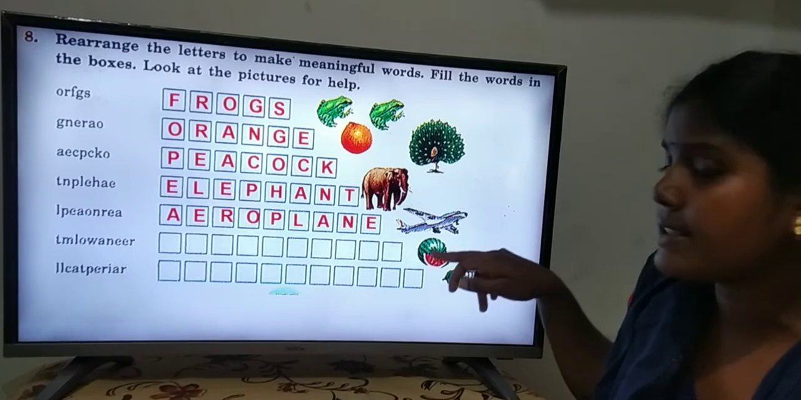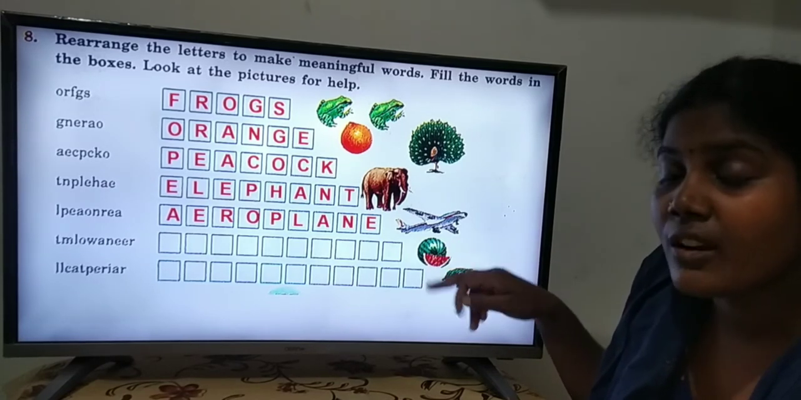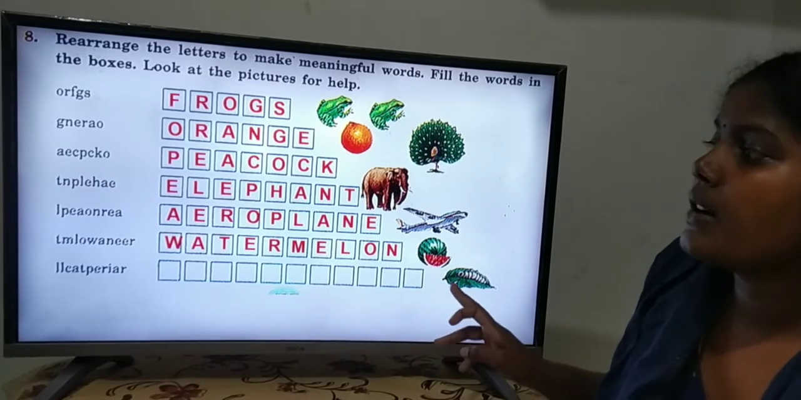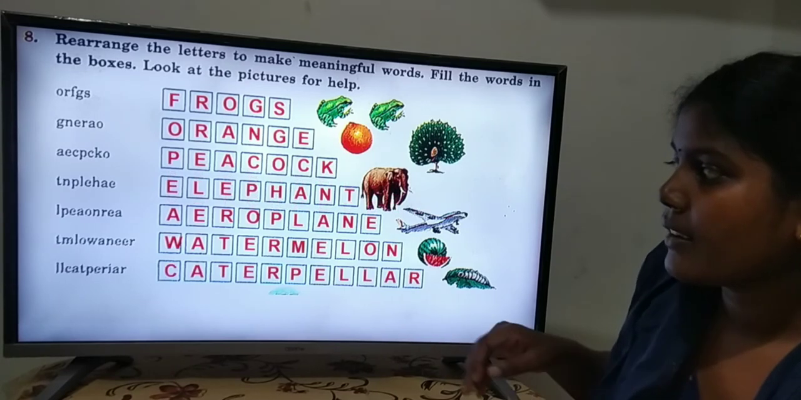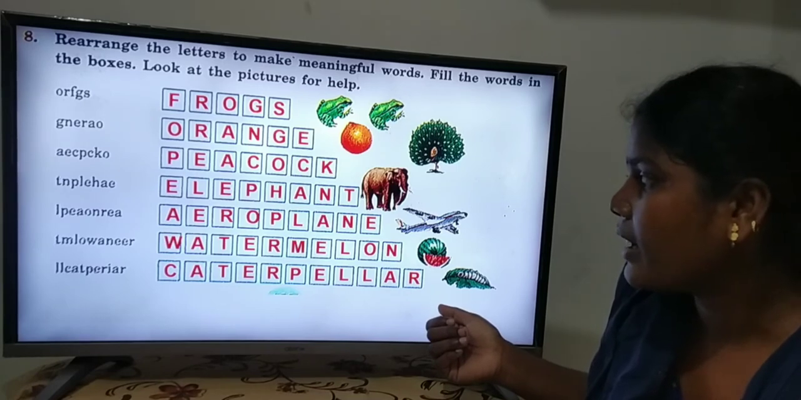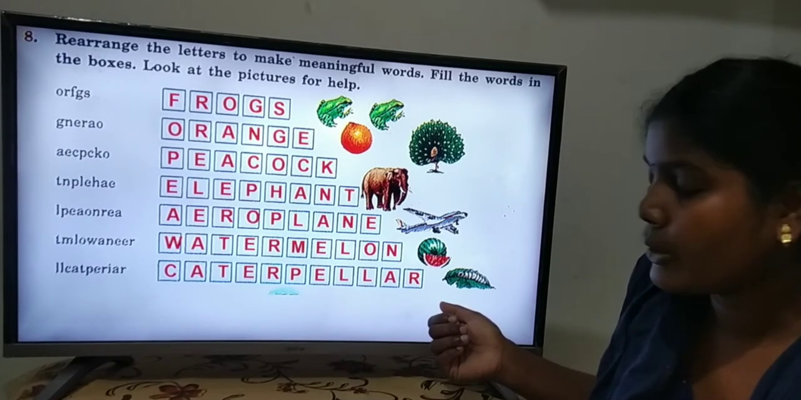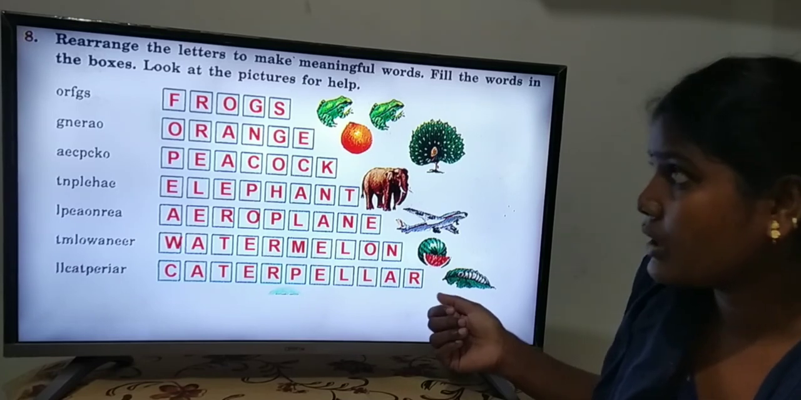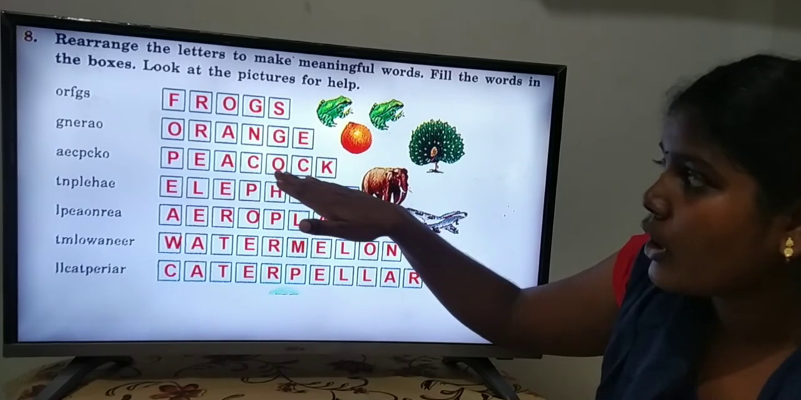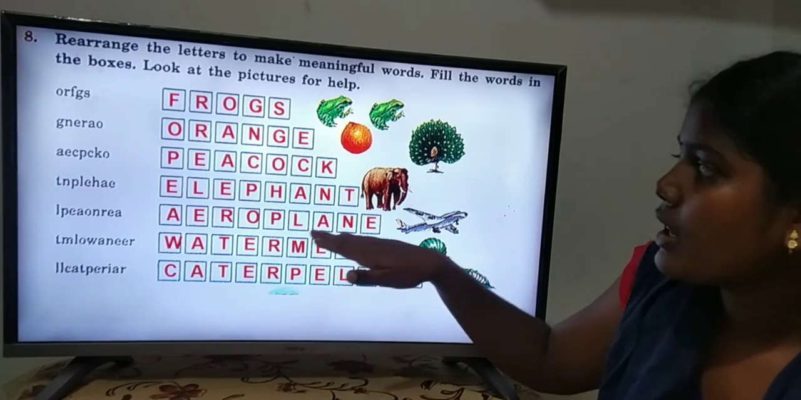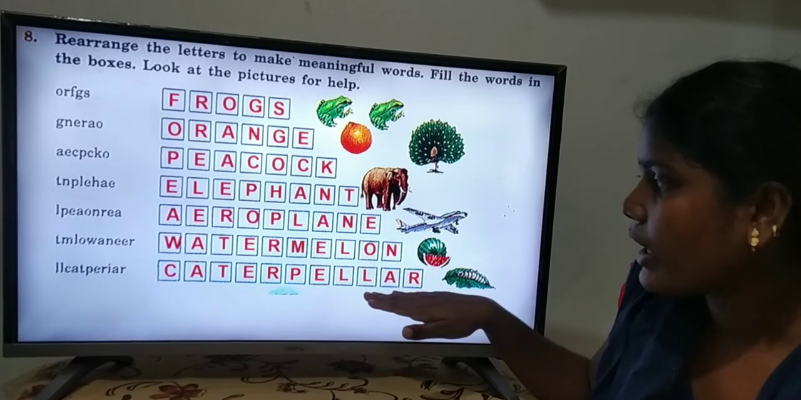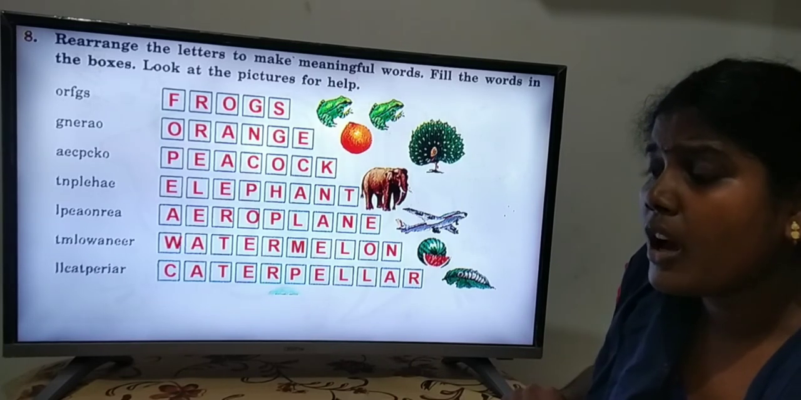So what is this? Which fruit is this? Yes, this is the watermelon. And at last, what is this? The last picture is this caterpillar. So the first word is frogs, second orange, third peacock, fourth elephant, then aeroplane, watermelon and caterpillar.